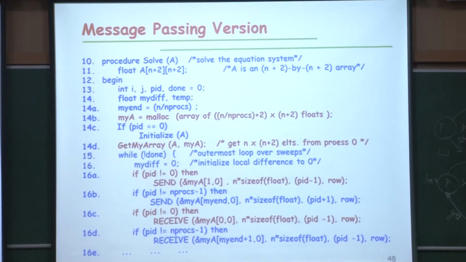Let us think of one particular process, let us say process 3. When process 3 receives a message from process 2, it is always the last row of process 2, which has to be your 0th row. When process 3 receives a message from process 4, it is for your last row. So, that is my begin plus end.